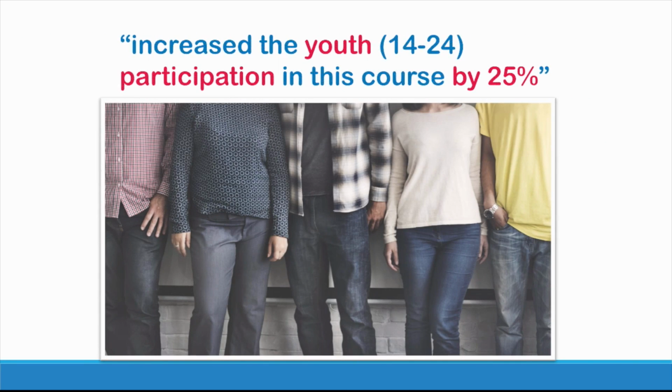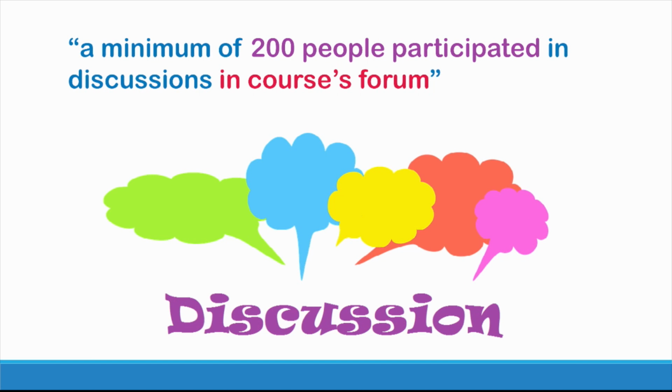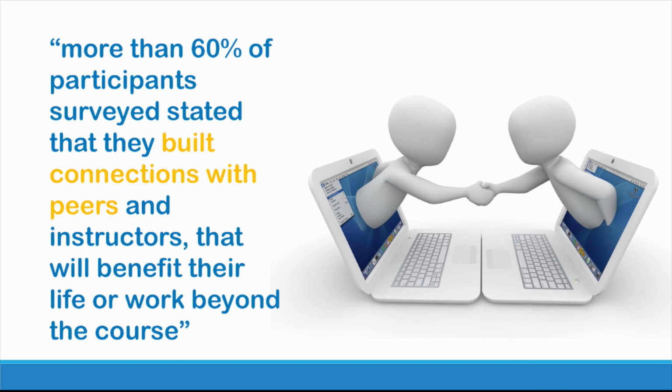Increased the participation in rural areas by 30%. Increased the youth 14 to 24 participation in this course by 20%. A minimum of 200 people participated in discussions in the course forum. More than 60% of participants surveyed stated that they build connections with peers and instructors that will benefit their life or work beyond the course. Of course, not all the impact of the project is measurable and quantifiable, but putting these numbers there gives you clear targets to aim for.